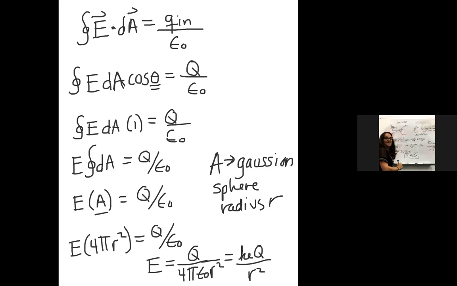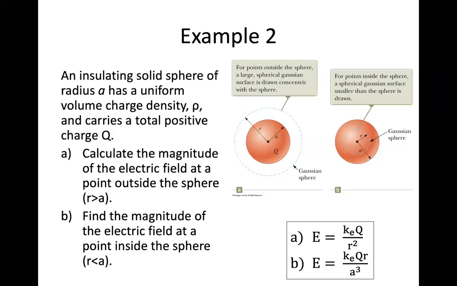So here's our answer, right? It kind of seems like overkill to do that. But let's look at part B. There really is no way of doing part B other than using a Gaussian surface.